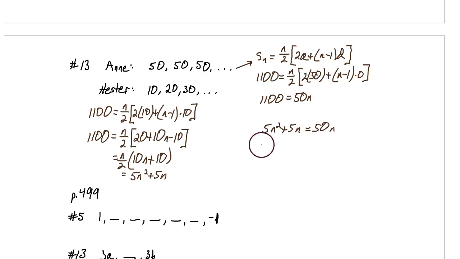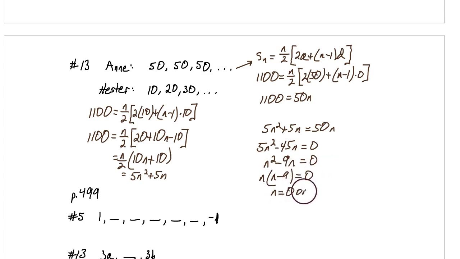Now let's do some work on this equation. 5n squared minus 45n is equal to 0. Then divide everything by 5. n squared minus 9n is equal to 0. Now we can factor this as n times n minus 9 is equal to 0. n equals 0 or 9. The answer 0 means that after reading for 0 days, the two girls have the same number of pages remaining. They both have 1,100 pages. But the answer of 9 gets at the answer to the question. After 9 days, they will have read the same amount of pages.